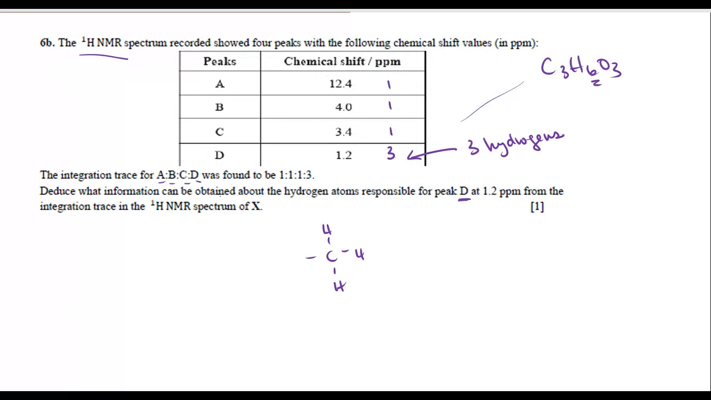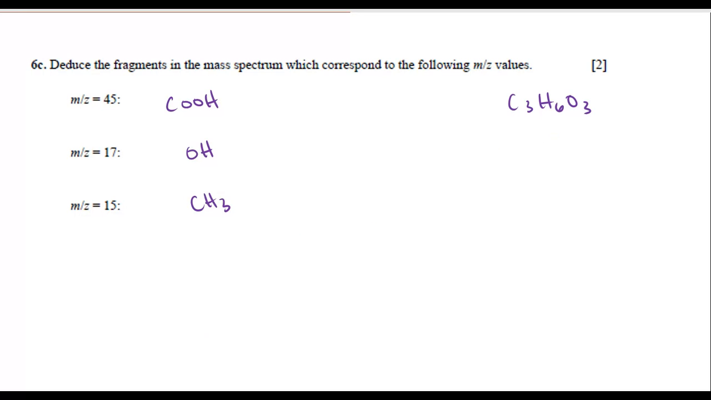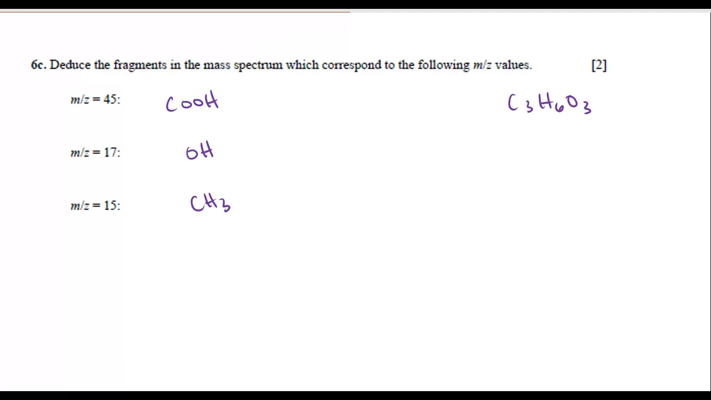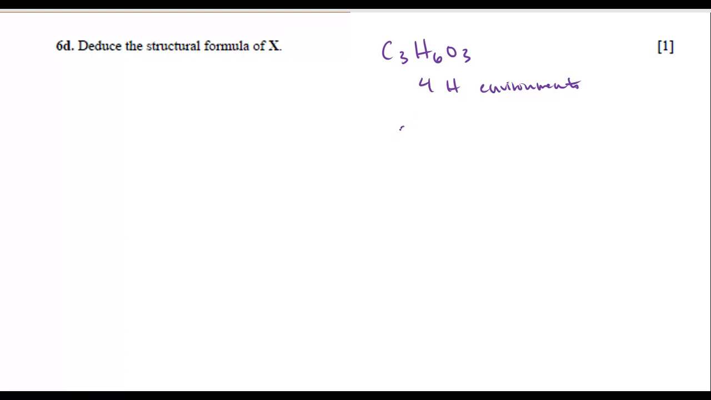There are 1, 2, 3, 4 hydrogen environments. So I'm going to jot that down. 4 hydrogen environments. And I'm going to go back a screen. I know that I have a carboxyl group, a hydroxyl group, and a methyl group. So I've got a COOH and an OH and a CH3. So I'm just going to put those guys together. I've got a CH3. I can't put the carboxyl group on yet because it has to be at the end. So I'm going to put that guy on the end.